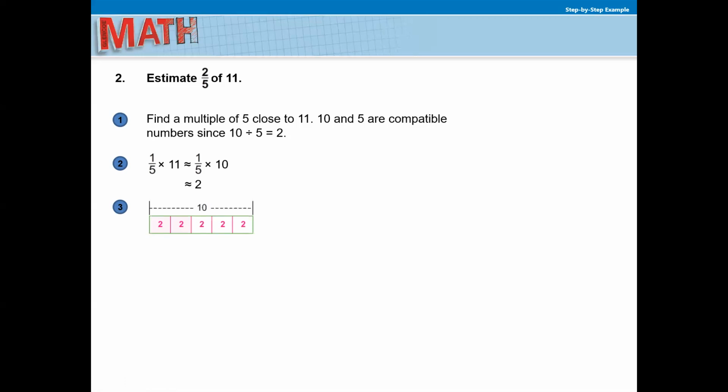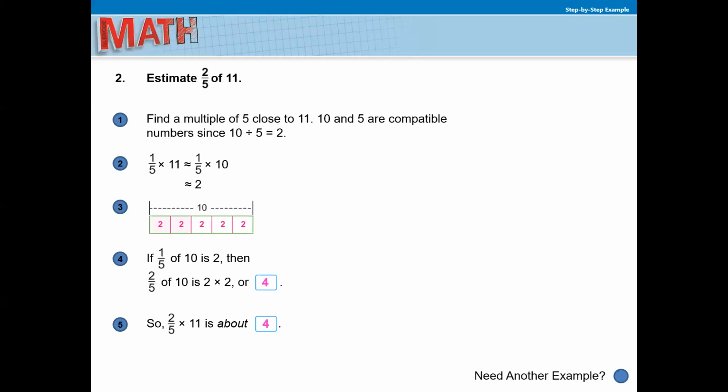Here's our representation. The whole bar represents 10 divided into 5 equal chunks, and 10 divided by 5 is 2. Each chunk has a value of 2. If 1/5 of 10 is 2, then 2/5 of 10 is 2 times 2, or 4. So 2/5 of 11 is about 4.